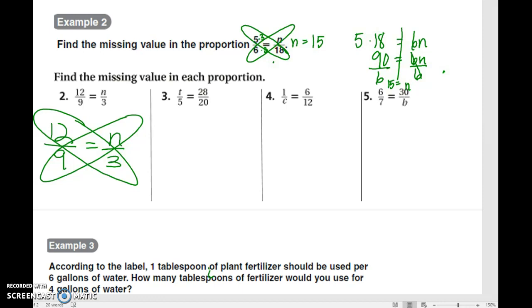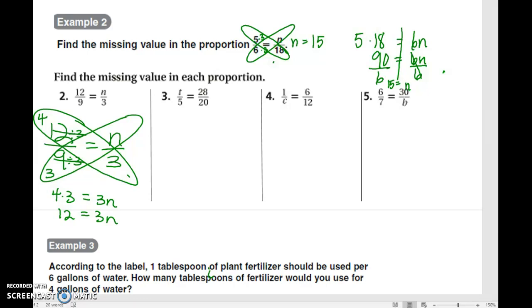Yeah, if I divide by 3 here and divide by 3 here, this is going to be a 3, and this is going to be a 4. Okay, so now I'm ready to do my cross multiplying. So I go 4 times 3, 12, is equal to 3 times n. So now I have 12 equals 3n.